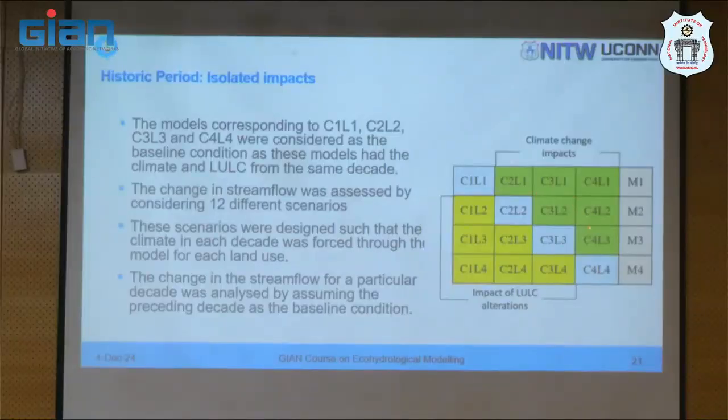So, these green cells indicate the effect due to climate change, and these yellow cells are basically, if you analyze the difference between these cells and the baseline period, you can quantify what is the impact of LULC on the basin. So, basically the changes in stream flow are assessed by considering all the 12 different scenarios. The scenarios were designed such that climate in each decade was forced through the model for each land use.